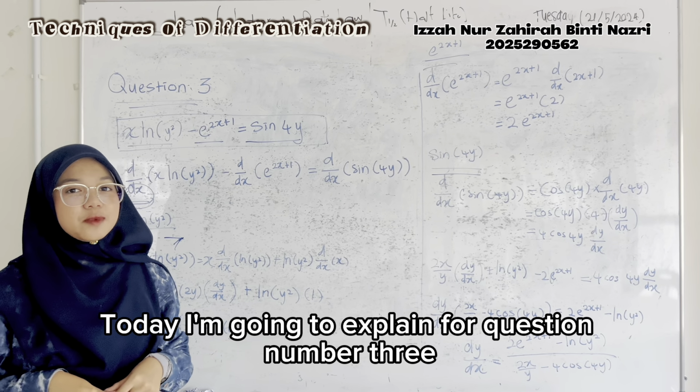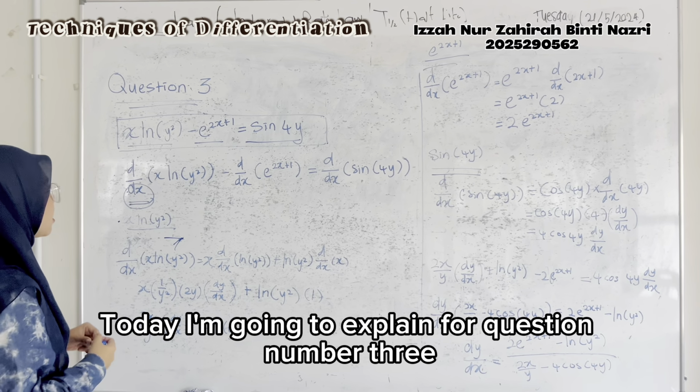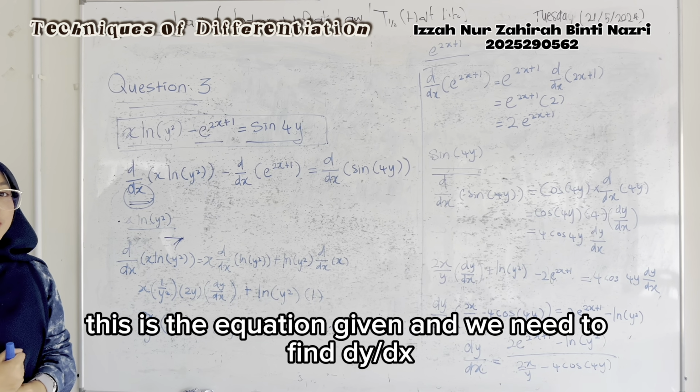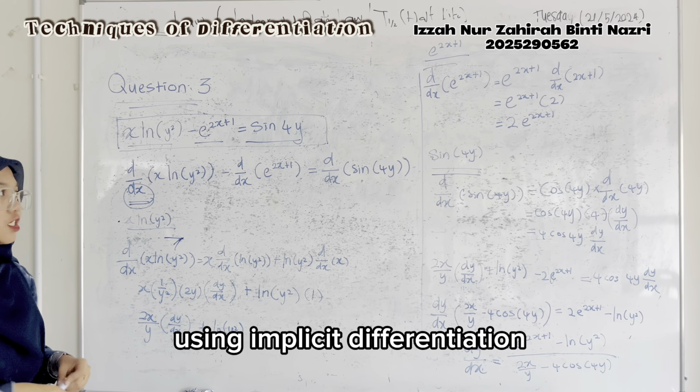Hi, my name is Sanira. Today I'm going to explain question number 3. This is the equation given and we need to find dy/dx using implicit differentiation.